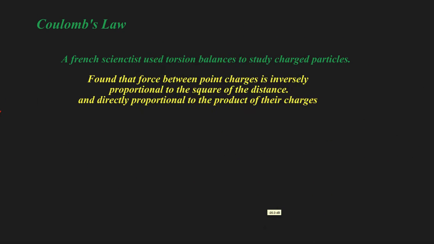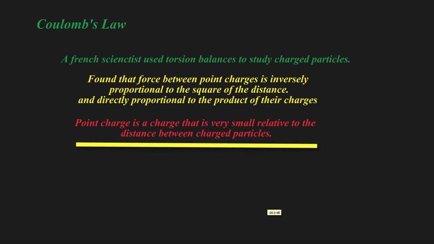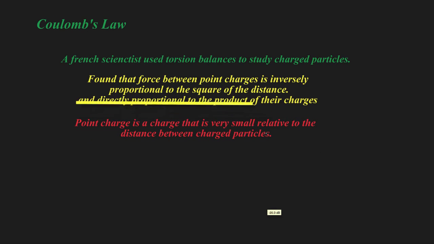What is a point charge, you may ask? Well, a point charge is something that's very small relative to the distance that's in between the other charged particles. We will look at currents later where it's groups of charges, but for right now we're looking at single protons and electrons. So what is the formula when we're dealing with Coulomb's law?